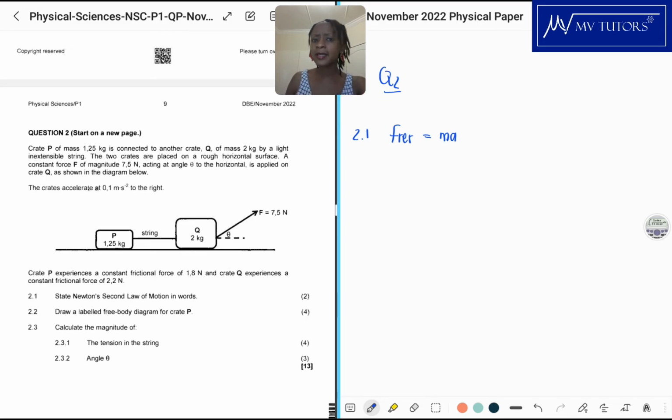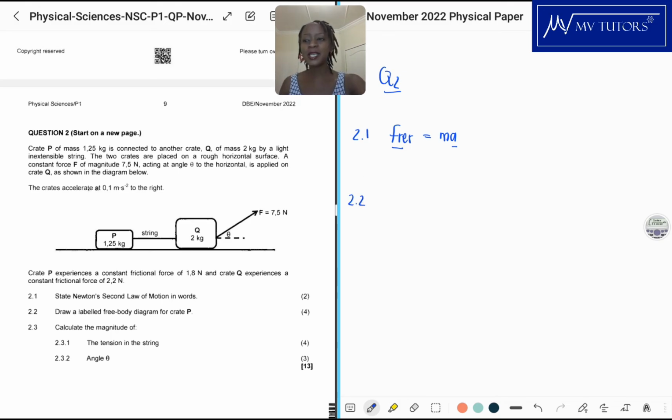Now let's talk about the acceleration for a moment. The acceleration will be directly proportional to the resultant force, but it will be inversely proportional to the mass. So if you apply a very big force, the acceleration will be quite high, but if you have a heavy object, the acceleration will decrease. So that's basically Newton's second law of motion in words. You can explain it. I'm not going to write it down.